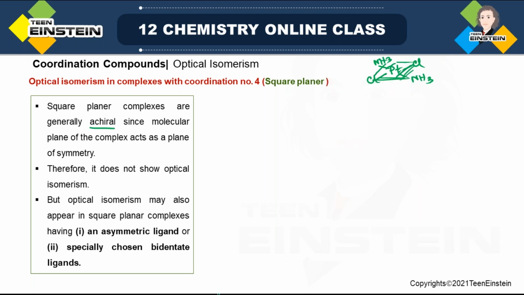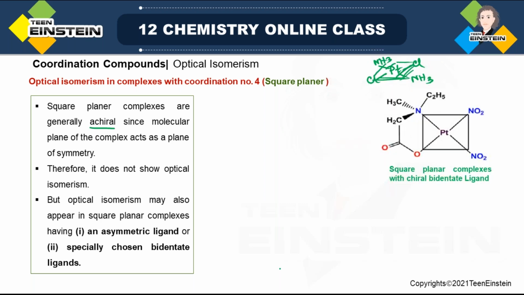Under two cases it can show isomerism, though that is rare and you will hardly see any example, but still you should know it. Optical isomerism may also appear in square planar complexes if you have an asymmetric ligand. That is the first case; the second case is a specially chosen bidentate ligand. So first we will see, if you have taken an asymmetric ligand, what will happen. So what asymmetric ligand have we taken?